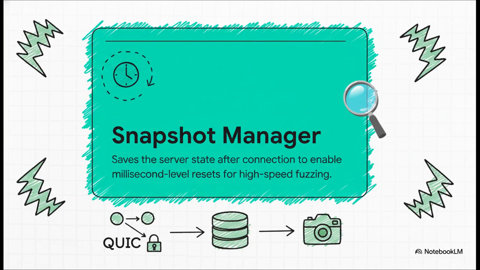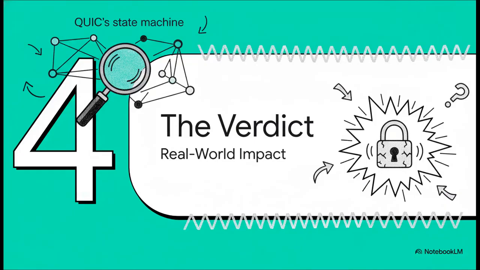And to do all this thousands of times a second, it uses a really clever shortcut. The initial QUIC handshake, it's slow, it's resource intensive. So the snapshot manager connects once, takes a snapshot of that established connection, and then just reloads that snapshot for every single test. This lets MerCuriuzz skip the boring setup and get right to hammering the core logic over and over again. So, did this new logical detective actually find anything?